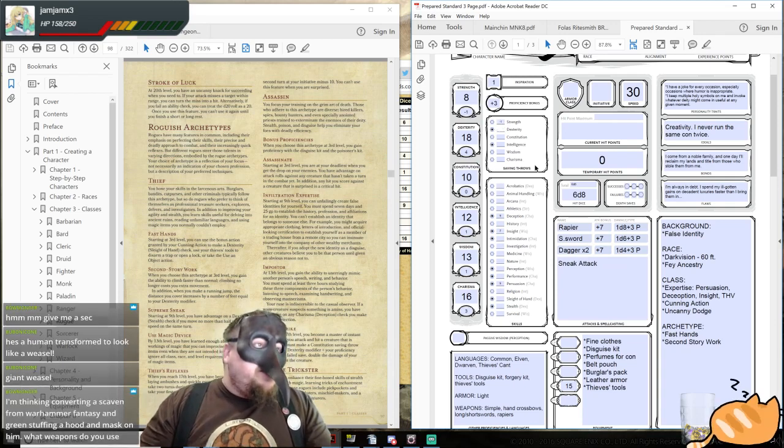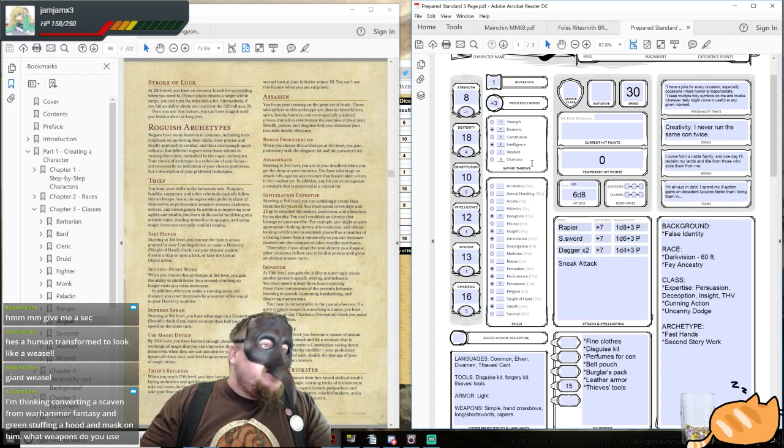Strength is -1. Dexterity 3 + 4 is 7, at least last I checked. Constitution is a 0. Intelligence is going to be a 4. Wisdom is a 1. And our Charisma is going to be a 3.